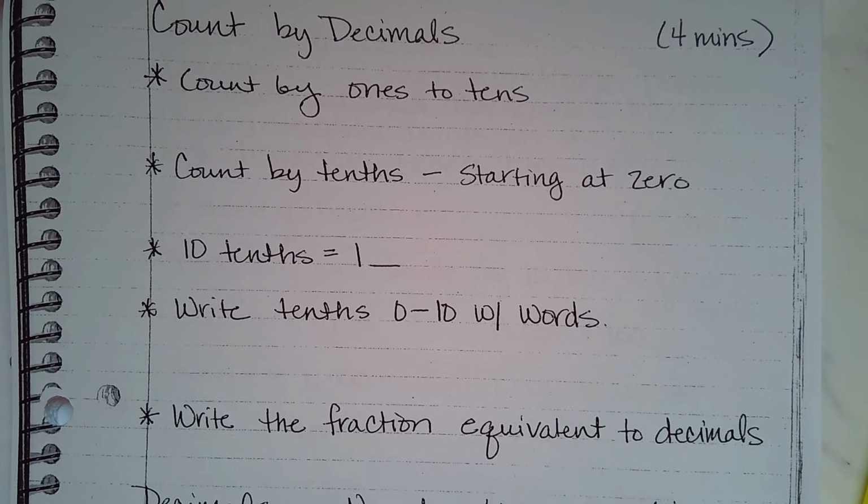Okay, the next part of our fluency is just to count by decimals. So first we're going to count by just 1 to 10. 1, 2, 3, 4, 5, 6, 7, 8, 9, 10. Now let's count by tenths starting at 0. So 0 tenths, 1 tenth, 2 tenths, 3 tenths, 4 tenths, 5 tenths, 6 tenths, 7 tenths, 8 tenths, 9 tenths, 10 tenths. So 10 tenths is equal to what? If you had 10 tenths, it's equal to 1.